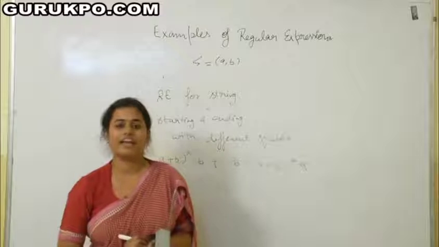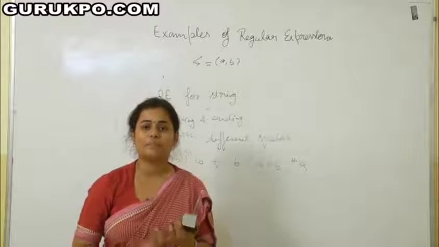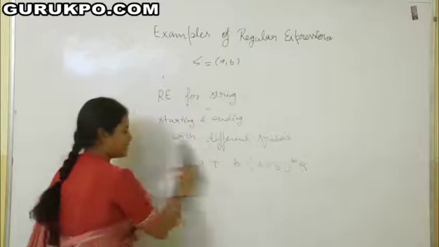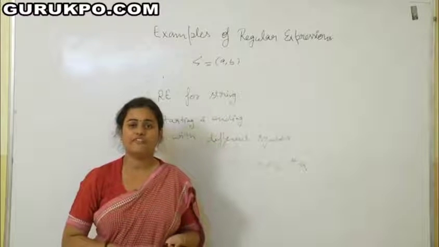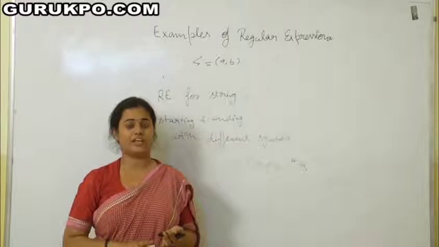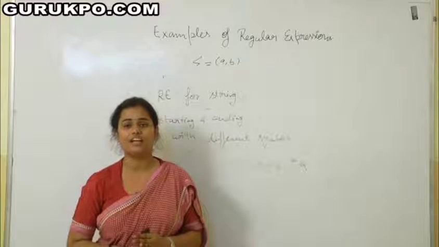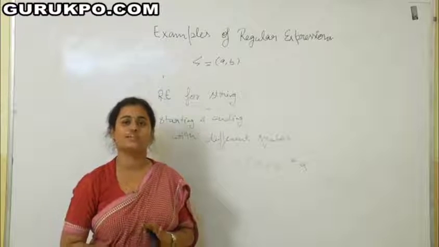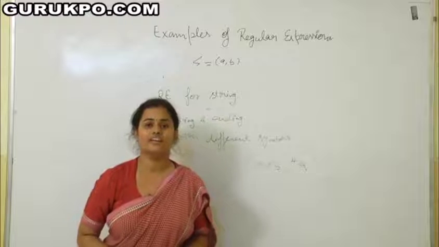In this way we can write various regular expressions, but we need to consider this: we can only represent the languages which are regular. We can only represent the regular languages using regular expressions. We cannot represent languages which are not regular using regular expressions. I have taken the example a^n b^n, equal number of A's and equal number of B's, which can't be represented using a regular expression because that is not a regular language.